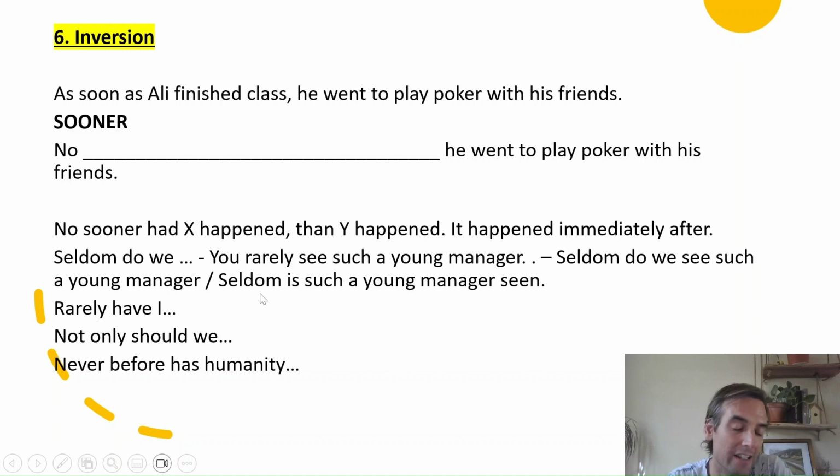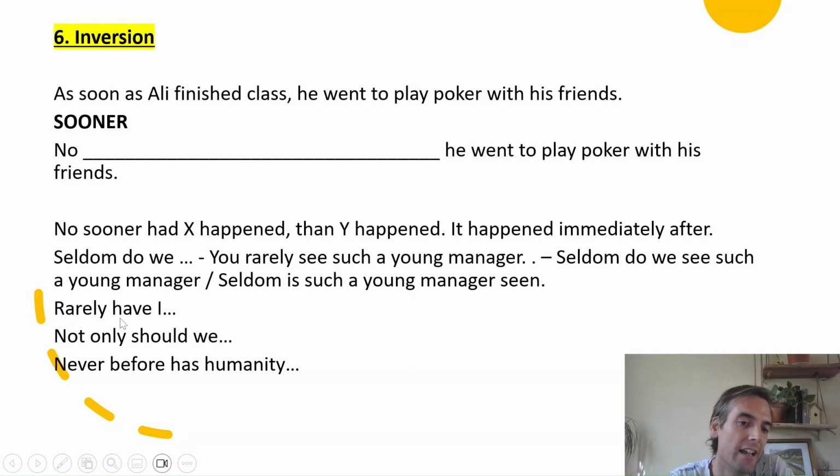Or if you want to put it even more complicated in a passive sentence, seldom is such a young manager seen. It's like a question, isn't it? Is such a young manager seen? Oof, not often. Only seldom. Seldomly, I don't think, is a word. It's already an adverb, seldom. So it's like a question. That's basically how to do it.